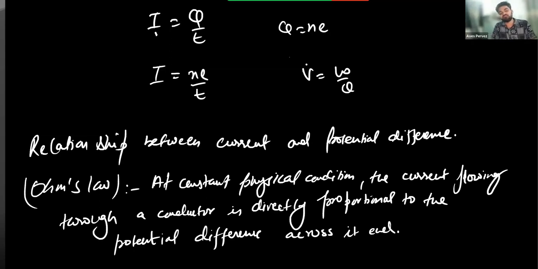So what does it say? It says that current is directly proportional to potential difference. If we maintain the physical conditions like temperature and pressure constant, then if we increase the current, the potential difference will automatically increase. Okay, understood? Yes, sir. So please note it down.